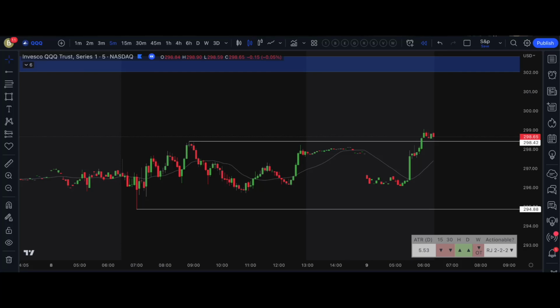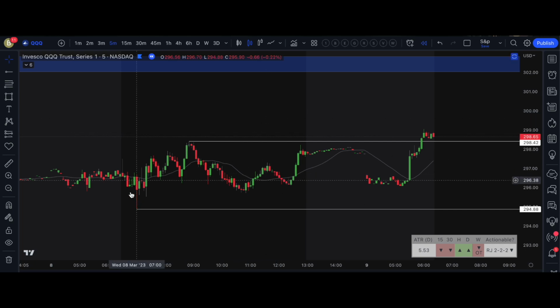In my last video I talked about fair value gaps. This week I took a trade utilizing the fair value gap, and I wanted to share it with you, so hopefully it can give you an idea of how I use it, and maybe you could put it into play with your own strategy.